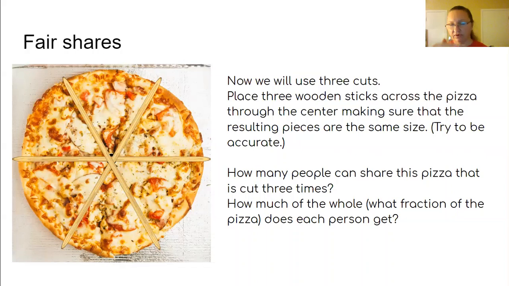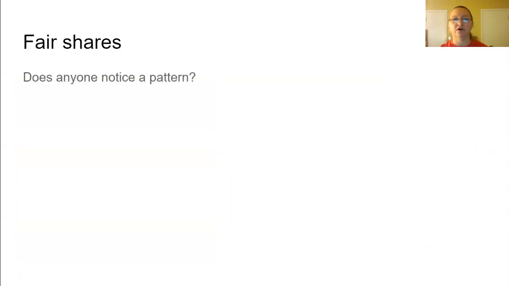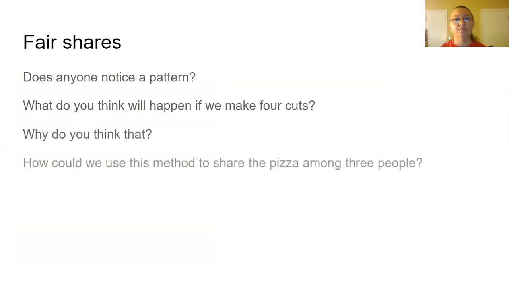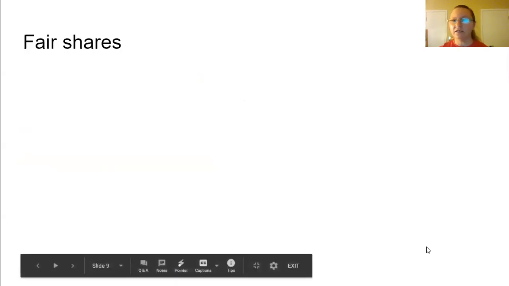So this is the very first level, the very introductory level, and we plotted those points and determined if there was a relationship. So we talked about, was there a pattern? What do you think will happen if we make 4 cuts? Why do you think that? How could we use this method to share the pizza among 3 people? How could we use this method to share the pizza among 5 people? Okay, so that's the idea of fair shares.